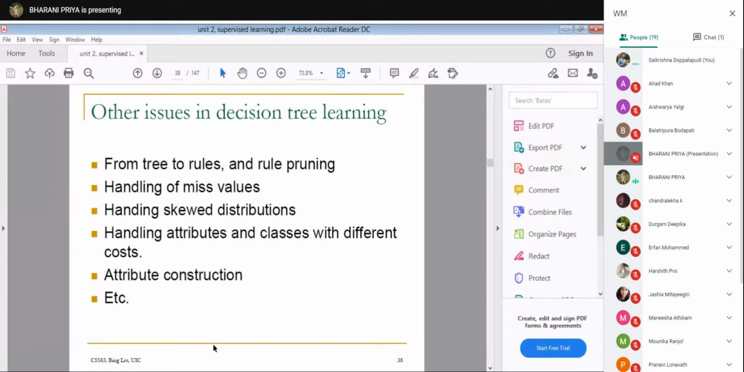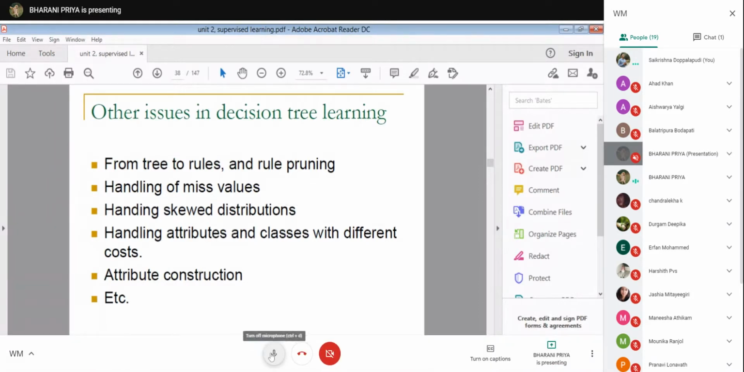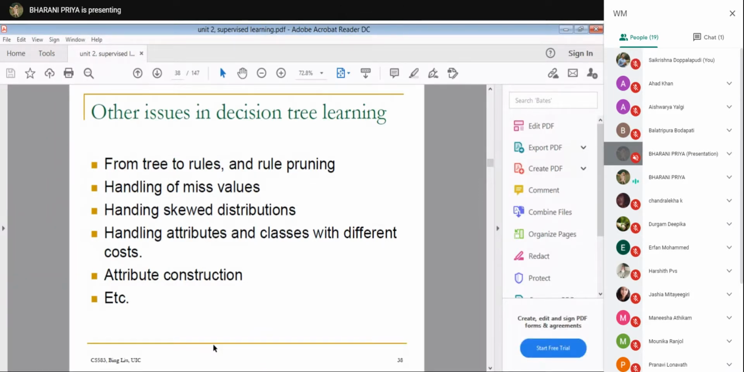Yes. So you need to adjust the training set and the test set so that the values are identical. You need to handle the skewed distributions and handle the attributes and classes with different cost. That means when you are dealing with data mining, you will assign weights for the data. So if the classes have different cost and different weights, then you need to handle that.